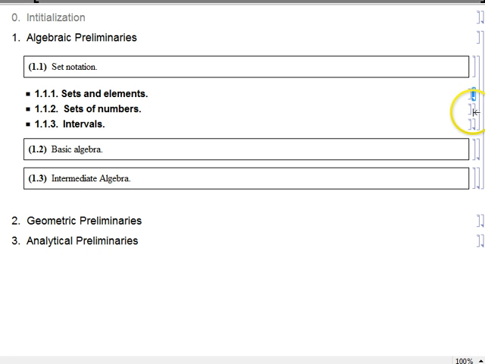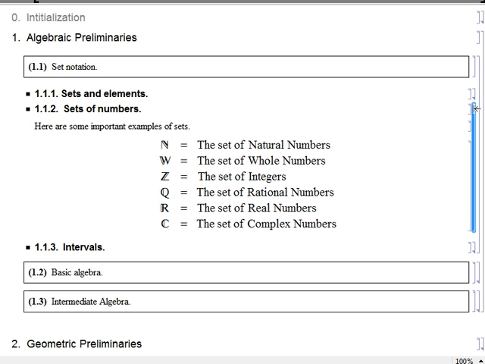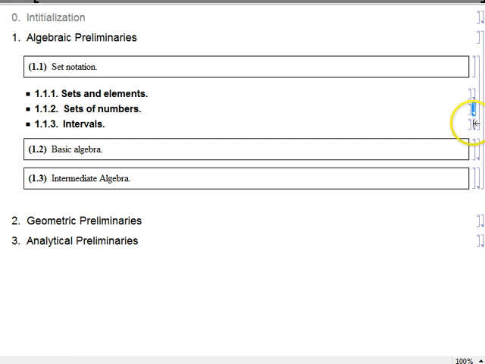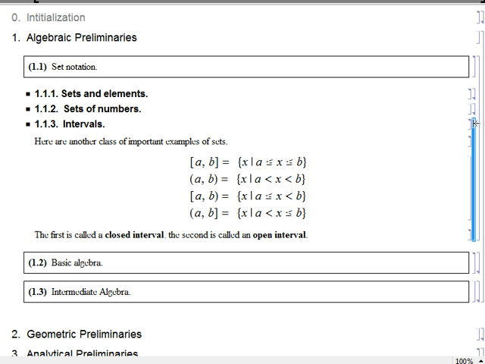Okay. There are some special sets that we'll use very often: N, W, Z, Q, R, C in double-stroke font. Those represent the natural numbers, whole numbers, integers, and so on. Another kind of set that we use very often is intervals. We have brackets, which are associated with non-strict inequality, and parentheses, which are associated with strict inequality.